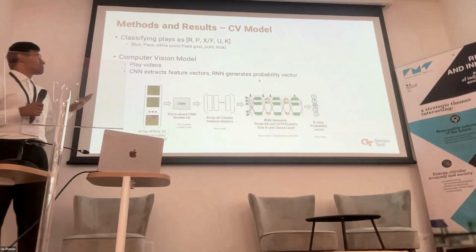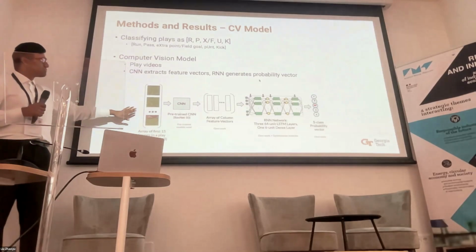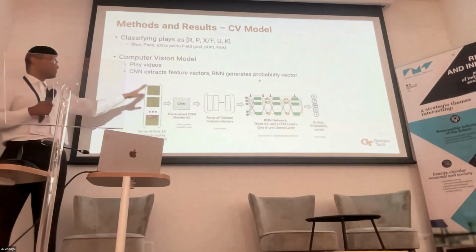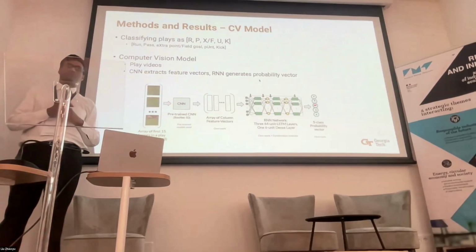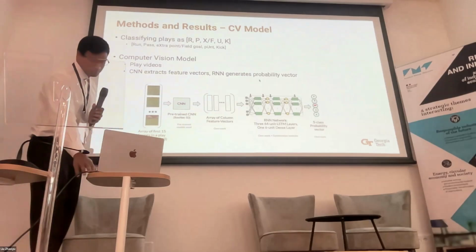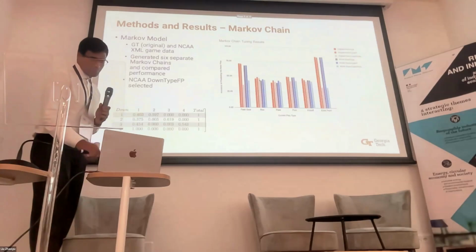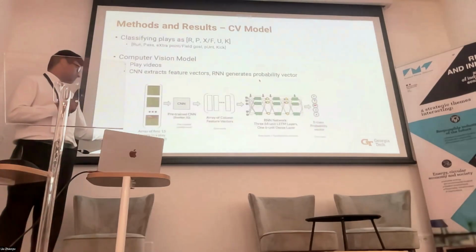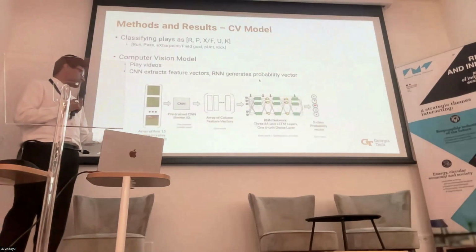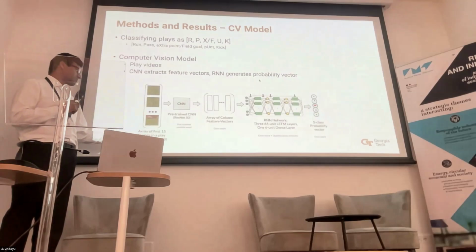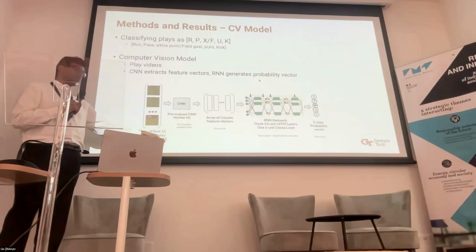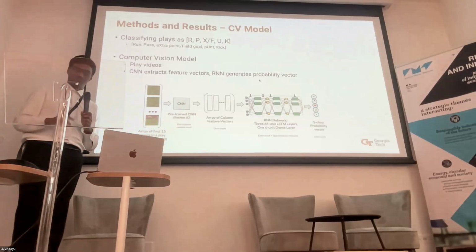So this computer vision model once again takes the play videos, the CNN extracts the feature vectors, and then the RNN generates the probability vector. Also, over here, you can see that we took the first 30 frames. So there are 30 images here. They were each a resolution of 224 by 224, and the 3 represents the 3 RGB channels.